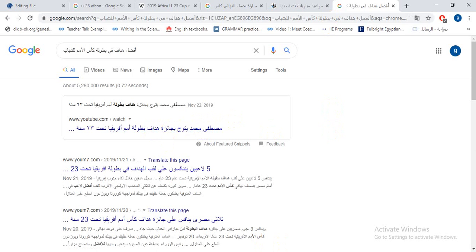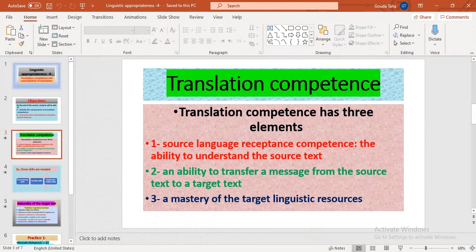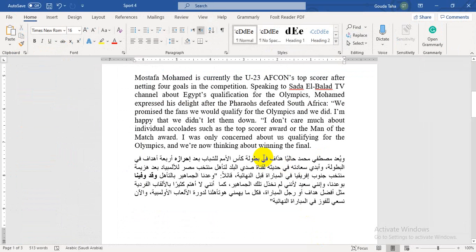So we have هداف. So we could use هداف. حاليا يعد مصطفى محمد هداف بطولة كأس الأمم للشباب بعد إحرازه 4 أهداف في البطولة, after netting in this competition.